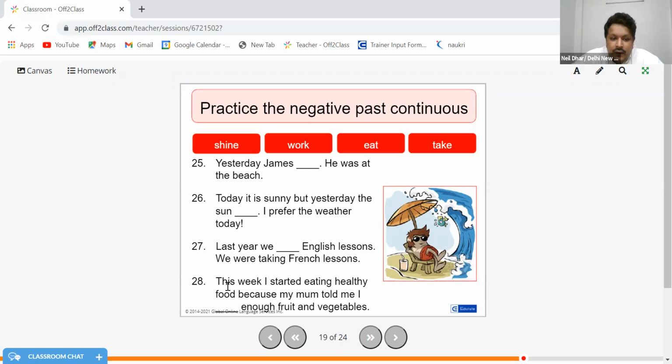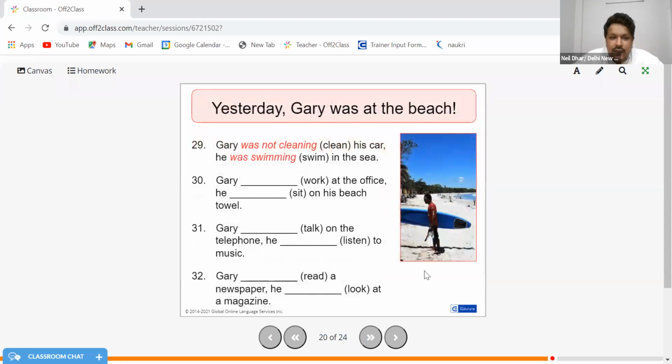Okay. Number 28. This week I started eating healthy food because my mom told me I wasn't eating fruits and vegetables. Okay. Yesterday, Gary was at the beach. Okay. Gary was not cleaning his car. He was swimming in the sea. Let's try sentence number 30.